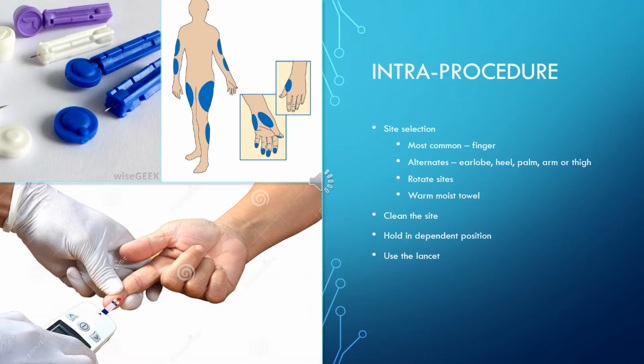So hold it now in a dependent position, meaning holding it down so the blood will flow downward. And you want to take the finger and hold it and then use the lancet to pierce the skin, preferably on the side of the finger. Although this picture here shows more on the bottom of the finger, which is fine. Again, we're going to be rotating these sites anyway, so just be cognizant of where they've been using previously and make sure you move to a different site.